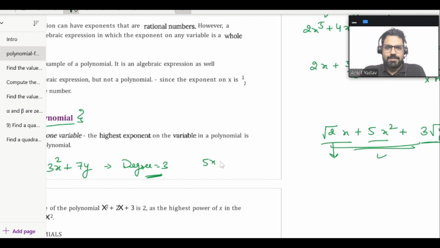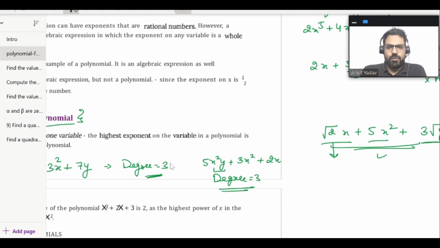Okay, now let's take one more example: 5x^2 y + 3x^2 + 2x. What would be the degree of the given polynomial? Is it 2? No, it won't be 2. In such polynomials, two variables are in product, like x^2 y. So we are going to add the powers of the two variables. x^2 y means 2 plus 1, which is 3. So the degree of the polynomial would be 3, not 2.